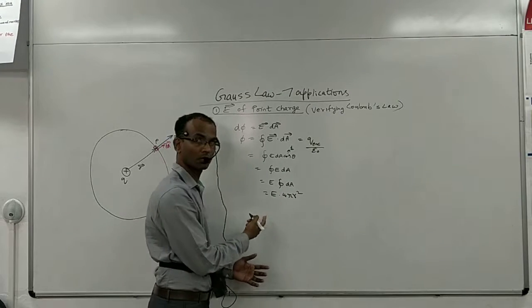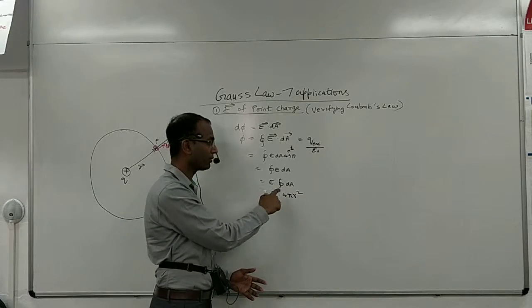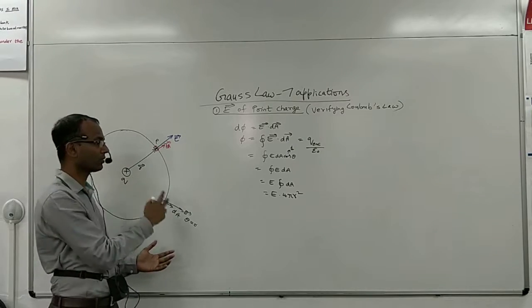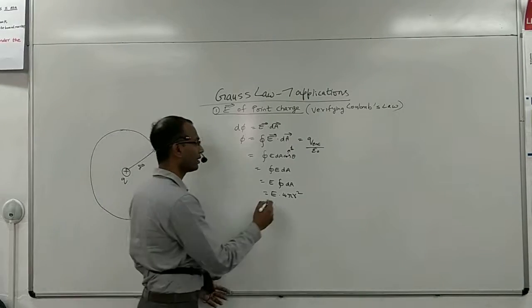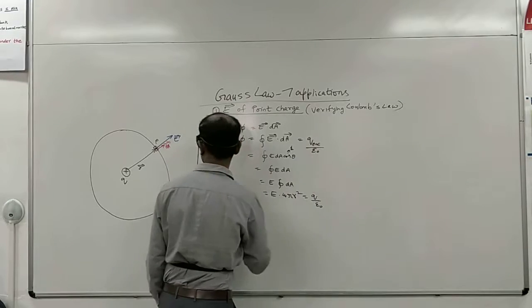The integral of dA over the total surface, we know, right? It is the surface area of the sphere. The surface area of the sphere is 4 pi r squared. So that is supposed to be equal to Q by epsilon naught. The charge enclosed is only Q.